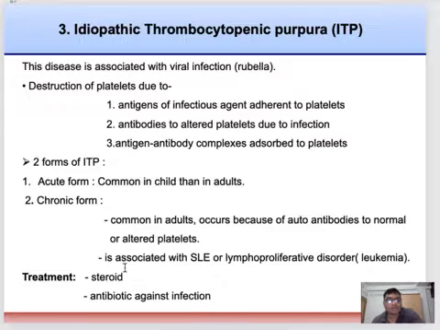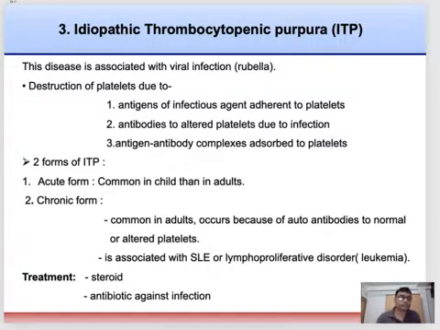And the chronic form is also associated with SLE or lymphoproliferative disorders such as leukemia. We can treat idiopathic thrombocytopenic purpura by using steroids or antibiotics against the infection, because this reaction occurs because of infections, so we can use antibiotics or antimicrobial agents. If we can kill the microbe, then eventually this disease will get treated.